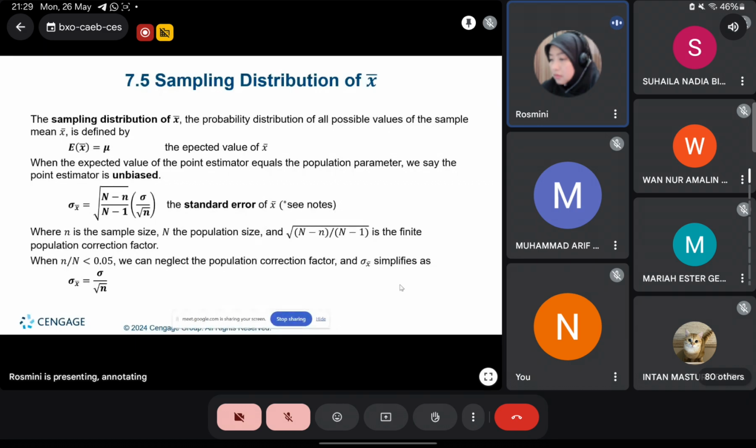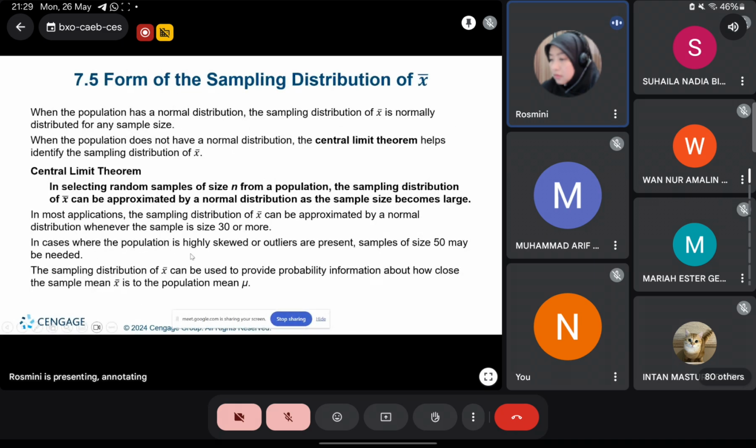Okay, for this, you will have that kind of formula. This is the formula, and then you have the sample size of n, infinite, and this is simplified as this one. So it's okay. We will look at it later.